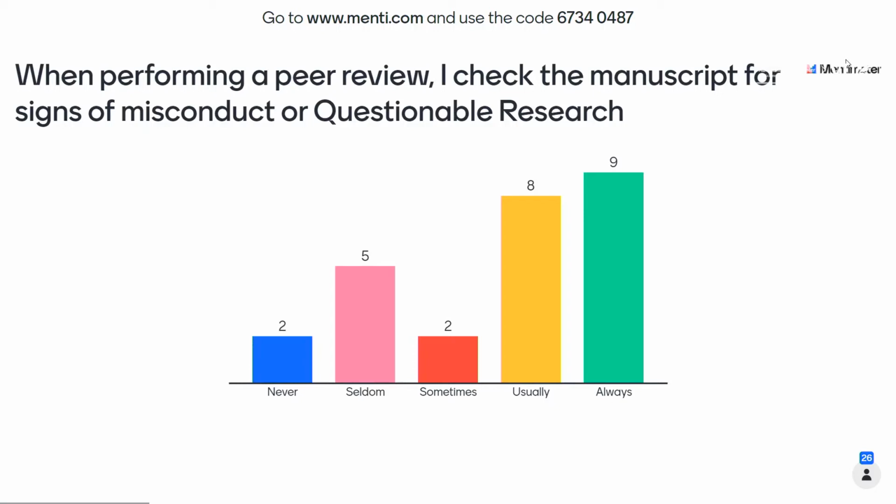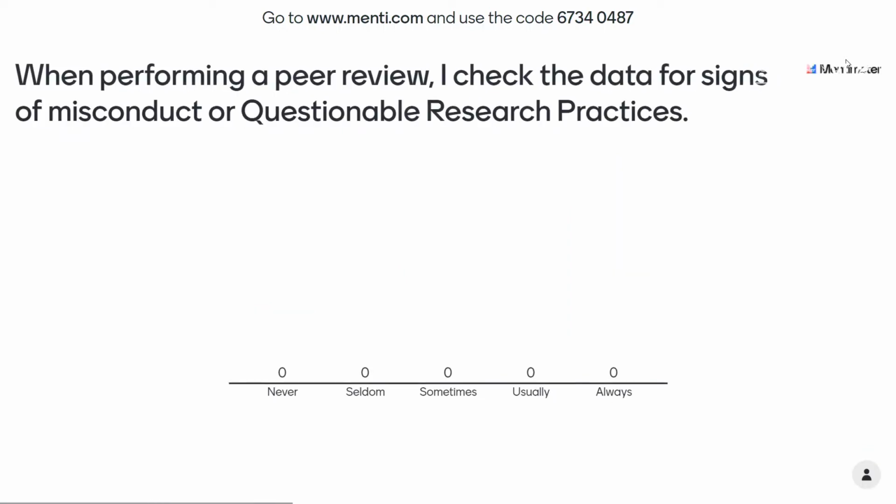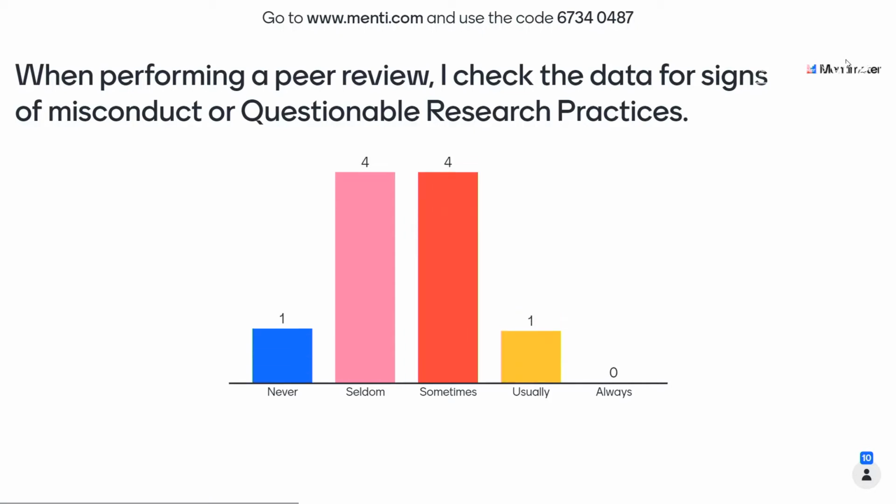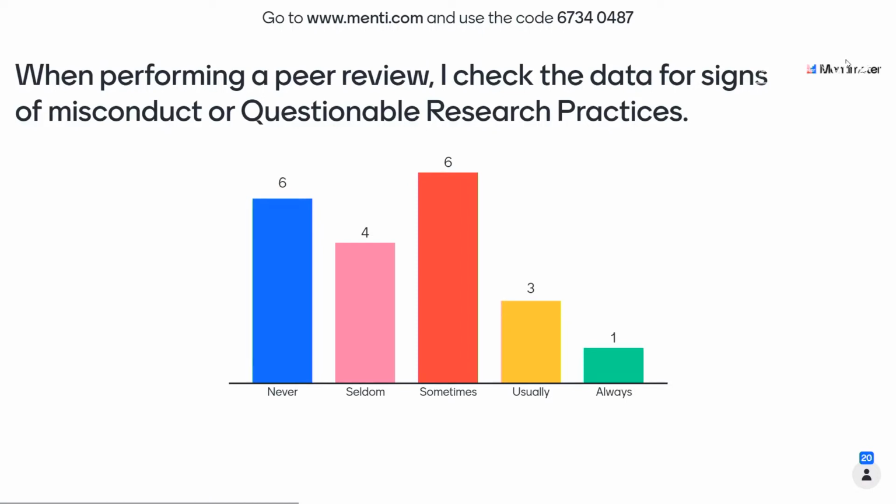And then let's go to the last poll question, which is quite similar. It's slightly different, because when performing a peer review, do you not only check the manuscript, but do you also check the data for signs of misconduct or questionable research practices? Of course, if such data are there, you might have many papers without data. If data are there, do you check those for signs of misconduct? Well, this is very honest of you, and people usually, at least the majority, seem not to do this. And this is actually perhaps a bit too much along the lines of what we might have expected.